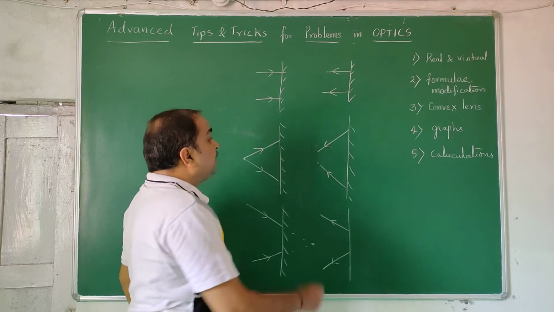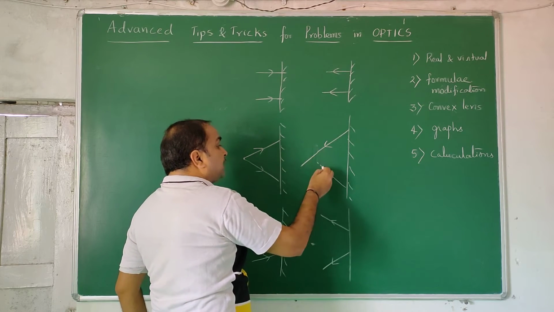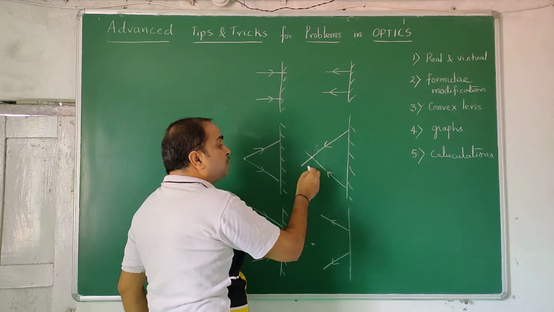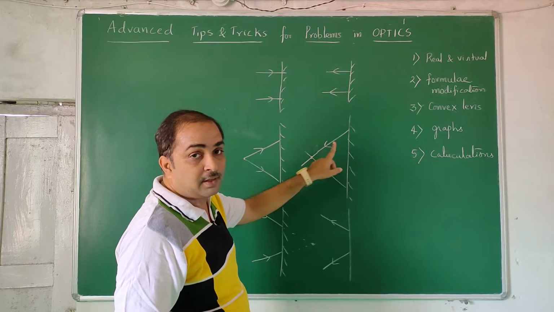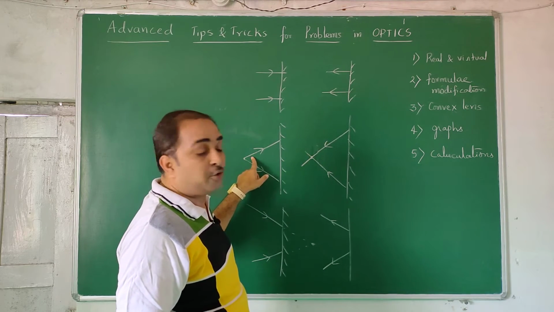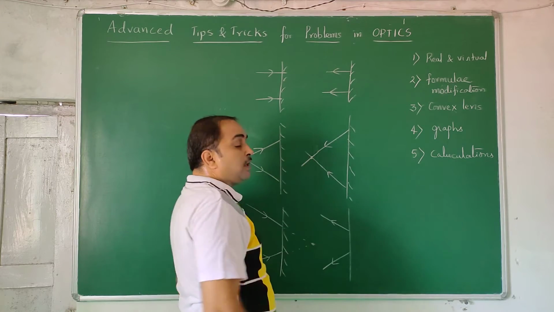Now these rays, if you really extend them further, are going to converge. This kind of image is called a real image. Reflected rays related to the image, incident rays related to the object: real image.